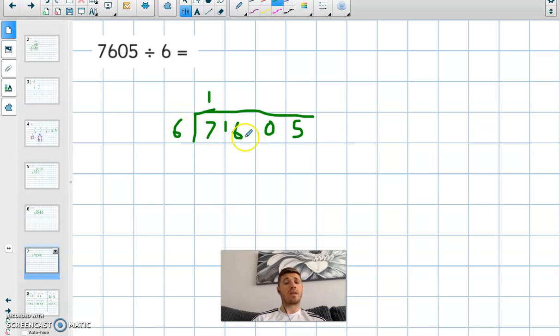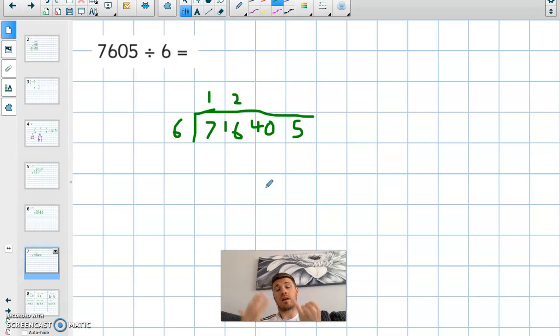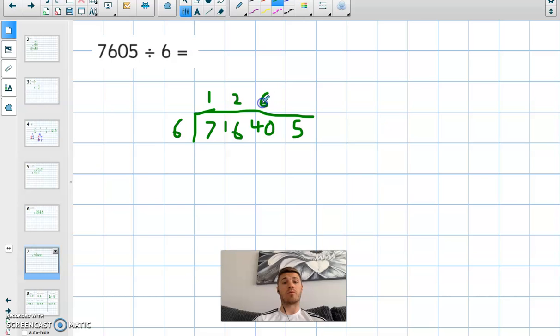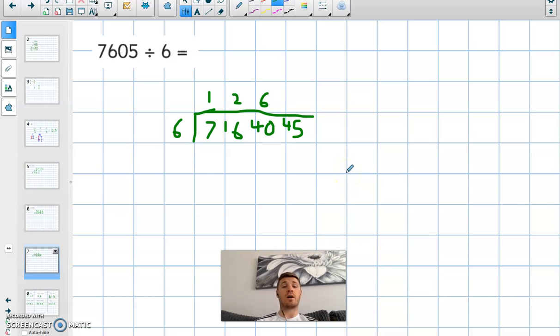How many 6's go into 16? Well, there are 2, remainder 4. How many 6's are in 40? There are 6, 12, 18, 24, 30, 36, so there are 6. If I take 36 from the 40, that leaves me with a remainder 4. Then I need to see how many 6's are in 45. Well, now if 6 times 6 is 36, then if I add another 6 onto that, I'm on 42. So there are 7 6's in 45. And if I take the 42 away from 45, I'm left with a remainder 3.